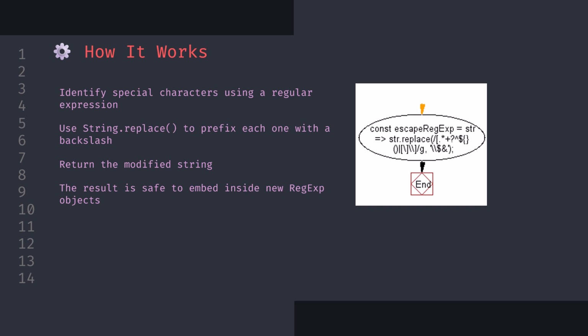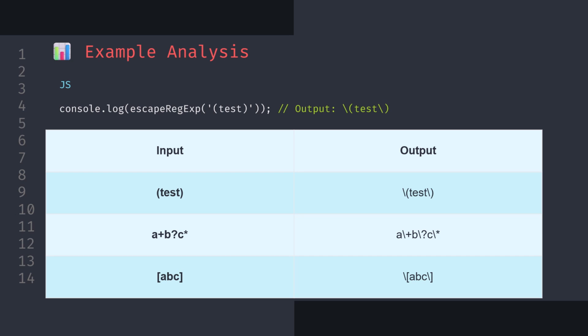The flow here is simple but powerful. We match each character that might interfere with a regex. Then we escape it so it's interpreted as plain text. This means no unexpected errors when your regex runs. Let's walk through a few examples.